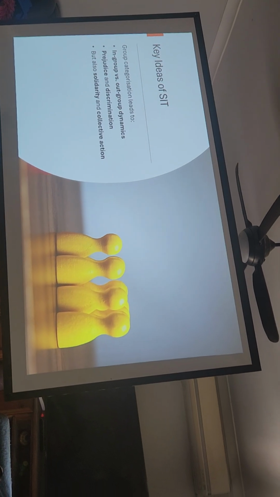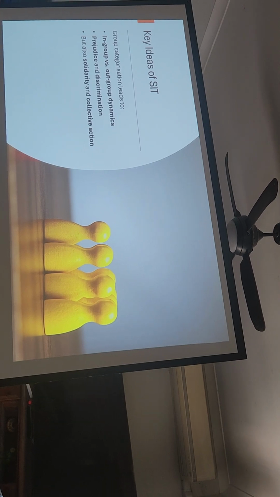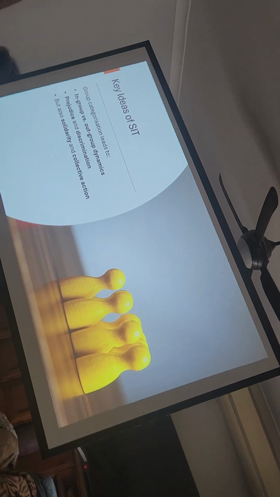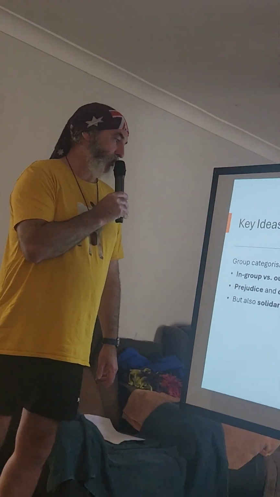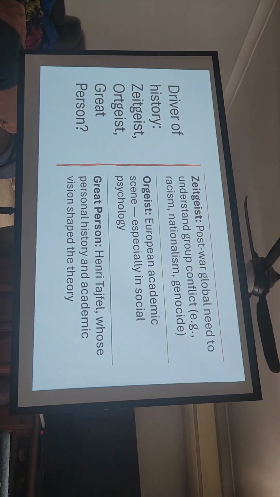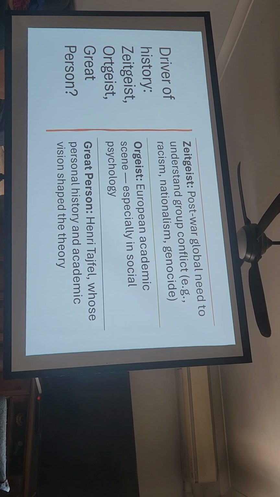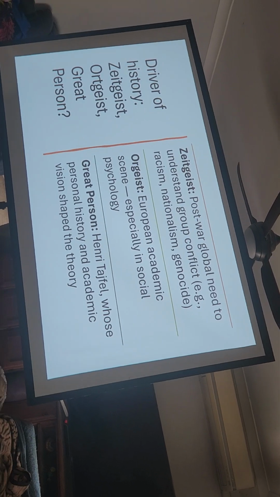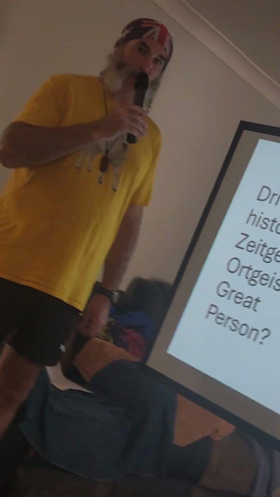The key ideas of social identity theory are in-group versus out-group dynamics, prejudice and discrimination, but also solidarity and collective action. When describing history in psychology, it's important to recognise the spirit of the time and the spirit of the place. They use German words to describe this, and I apologise for my pronunciation.